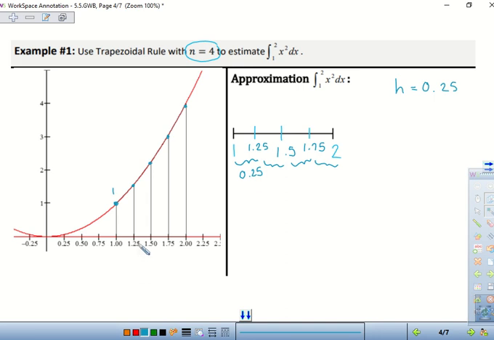1.25, I'm going to have to do it in the calculator. I'm going to round to the nearest hundredths place, 1.56. For the next one, 1.5 squared, that's 2.25. 1.75 squared is 3.06. And then 2 squared is just 4. So everybody understand where I got those numbers from, the heights of each of those verticals.